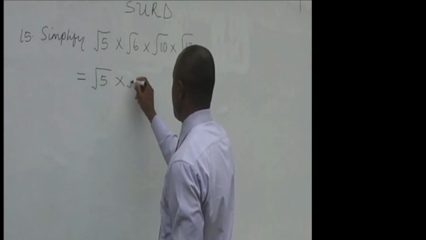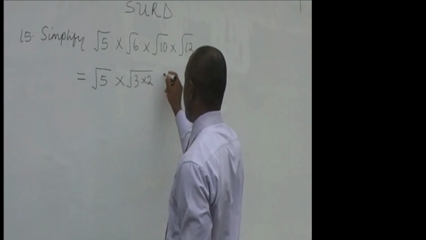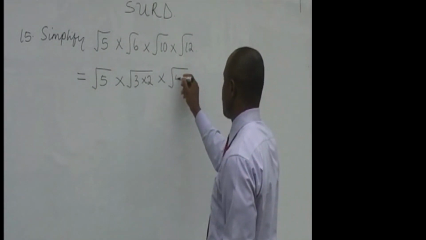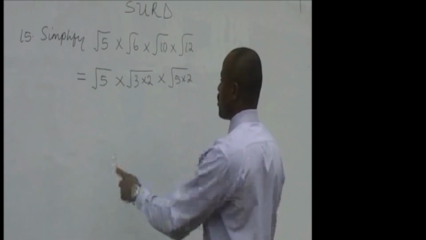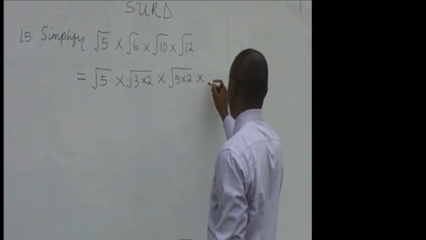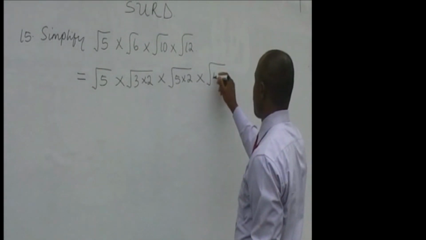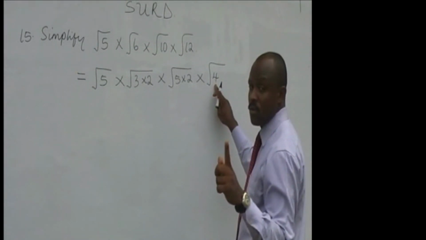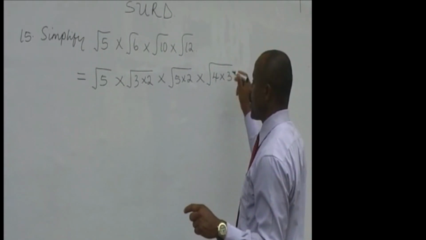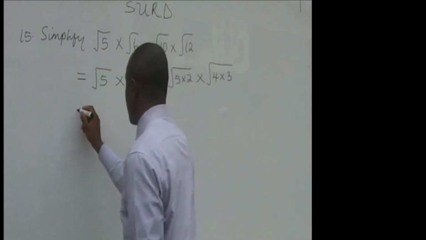Times root 6 would be root 3 times 2, times root 10 would be root 5 times root 2, because of 5 and 2, times, then root 12 will be root 4, which you know is 2. Square root of 4 is 2 times root 3. And already you have root 3 here, so this and this can cancel. So let's bring them out clearer.